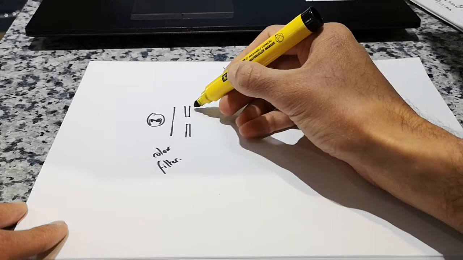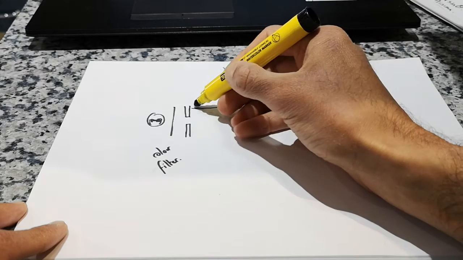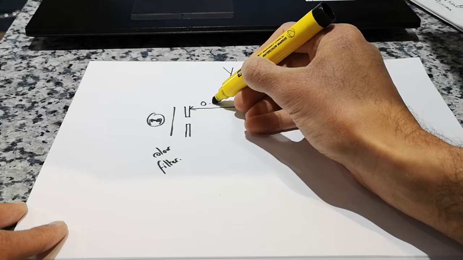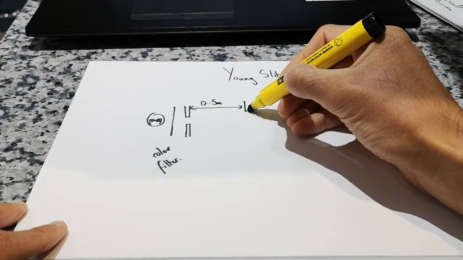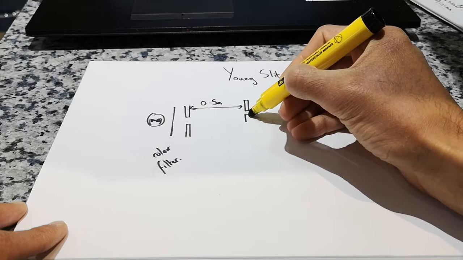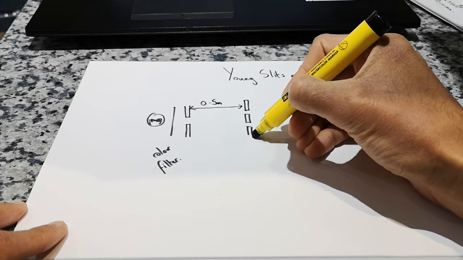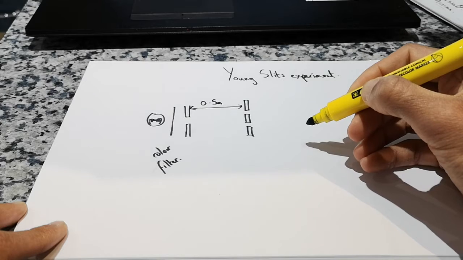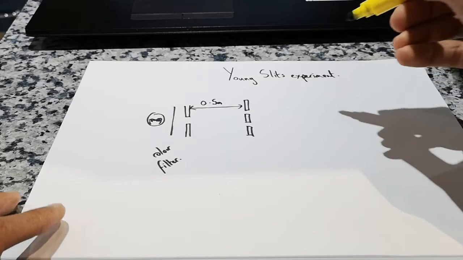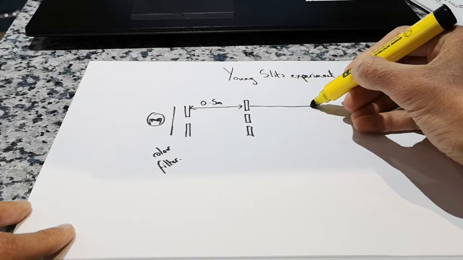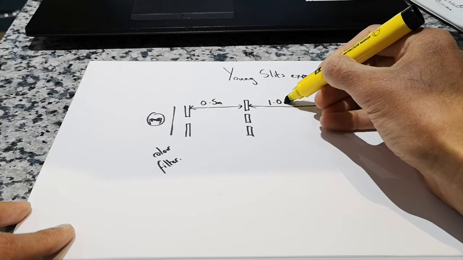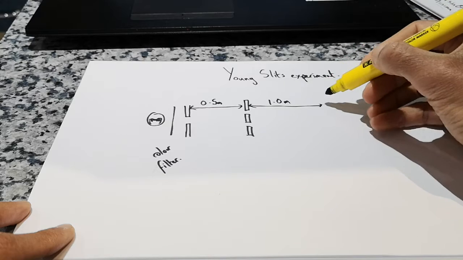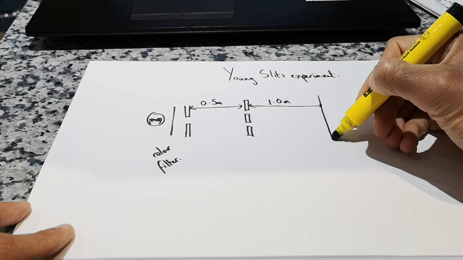He then had a distance of 0.5 meters to his double slit. Now none of this is to scale, none of this is exact, so just bear with the diagram. And then he had a distance of 1 meter to a screen of some description.